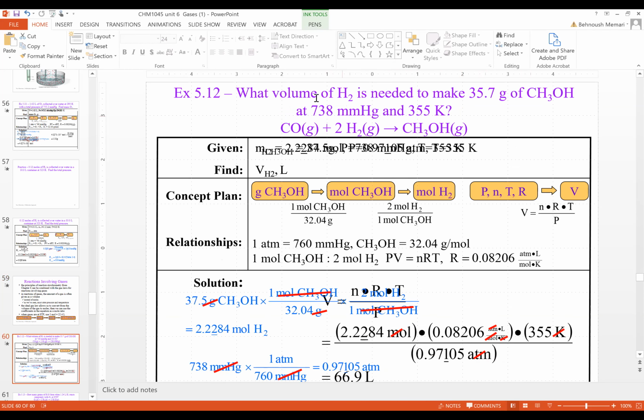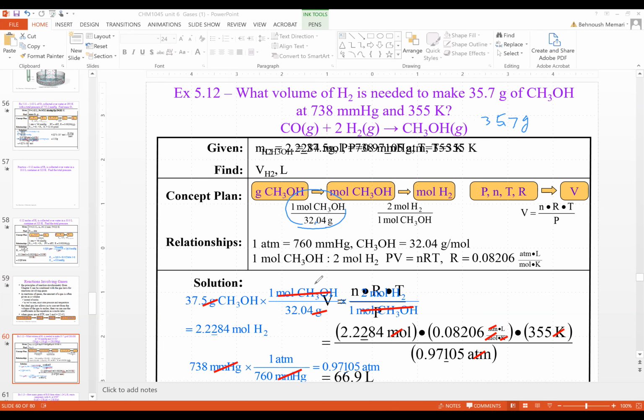In this reaction, it says what volume of H2 is needed to make 35.7 grams of methanol. So what is given is the mass of methanol. First, we find the moles of methanol. So we get 35.7 grams of methanol divided by 32.4, which is the molar mass of methanol. So we can get the moles of methanol.